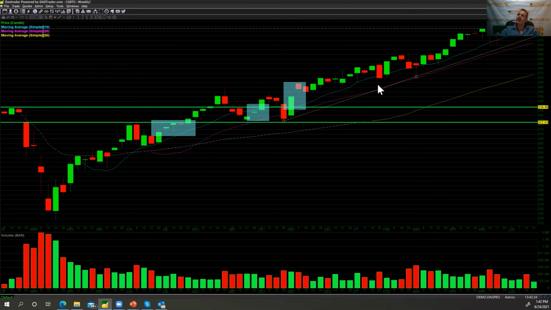We're still in full effect. The trend has not been broken. We have made a high. We've made a new high. So we're still in an uptrend. So we're still in this core trade.